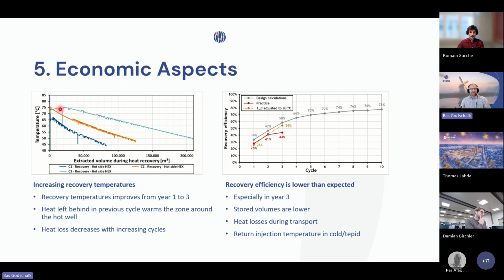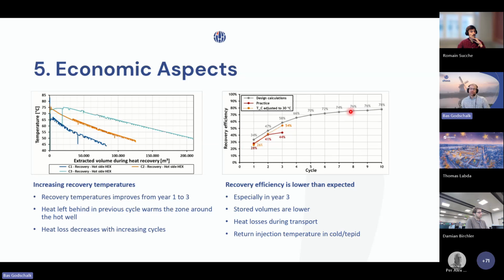But in the third cycle, you see that our bubble has become much bigger, better loaded. So then we can start to abstract at temperatures of nearly 75 degrees. And you see that you can extract many more cubic meters before the temperature starts to drop. So here you see that the heat losses are smaller due to the bigger bubble we have.